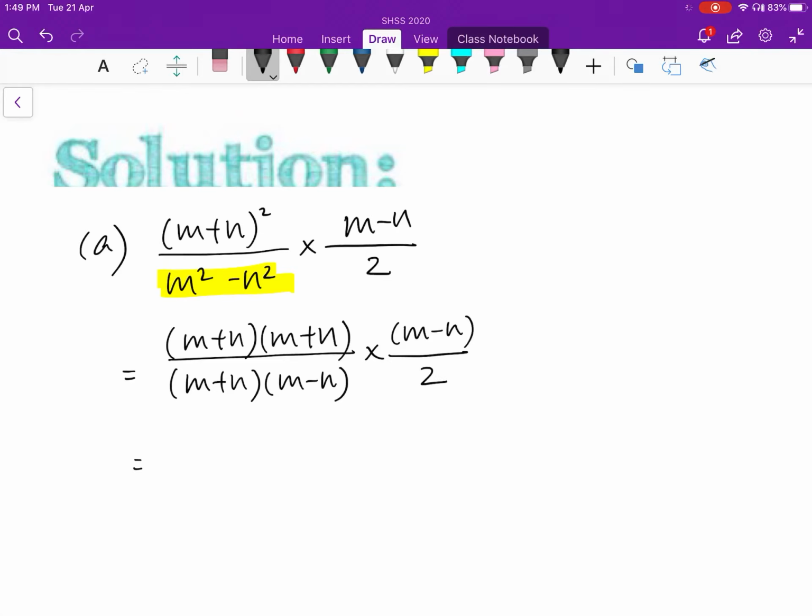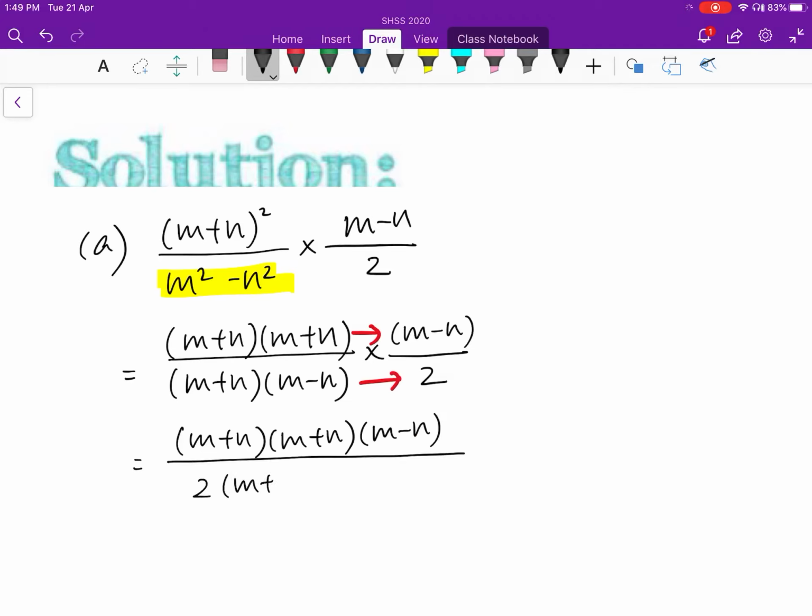Now we have to multiply by m minus n over 2. If you multiply correctly, it's the top multiplied by the top, the bottom multiplied by the bottom. I will get m plus n, m plus n, m minus n over 2, m plus n, m minus n.